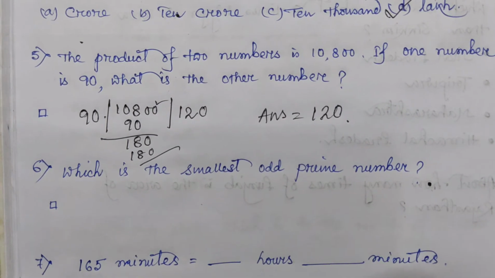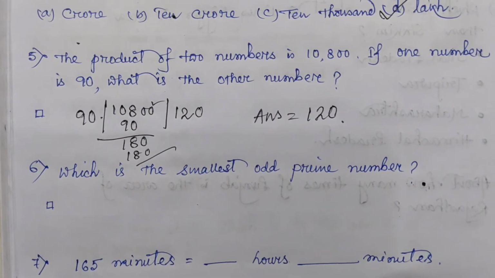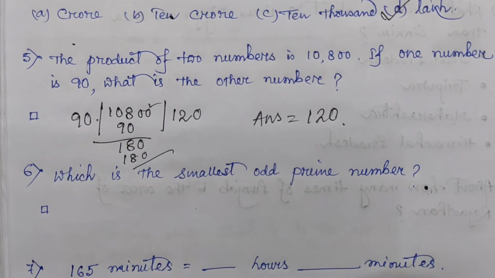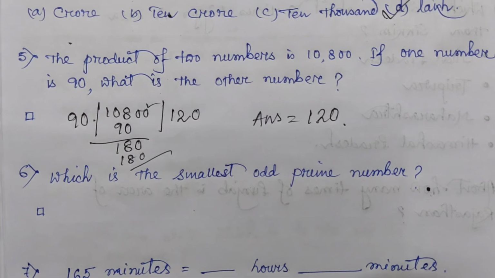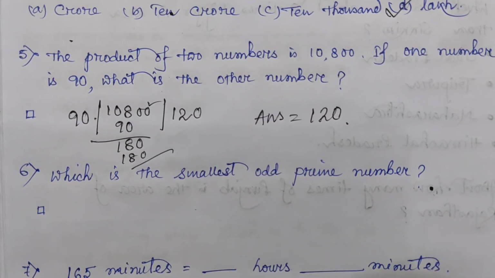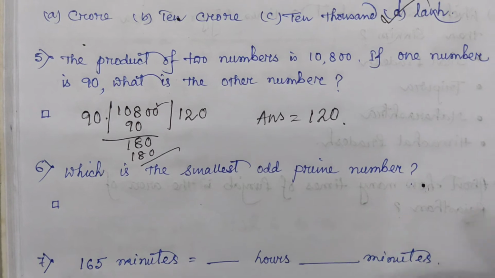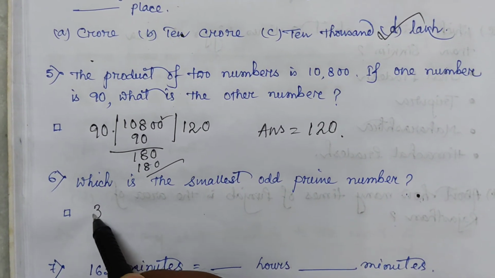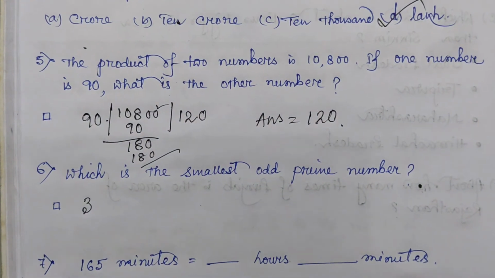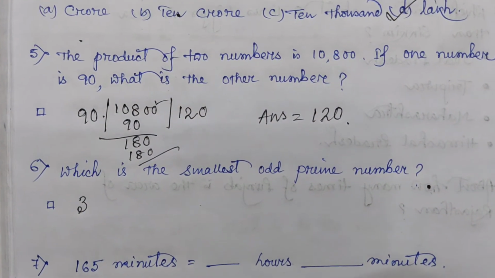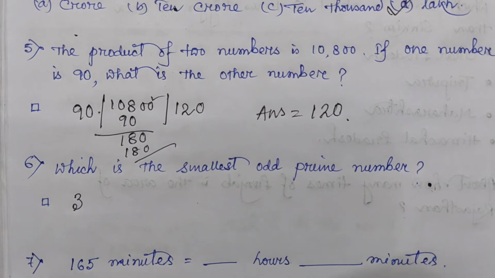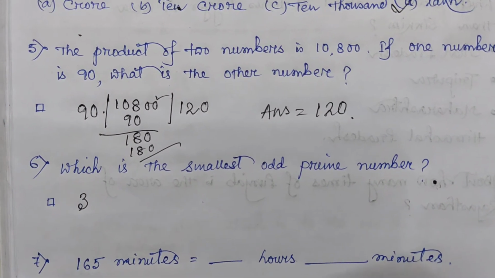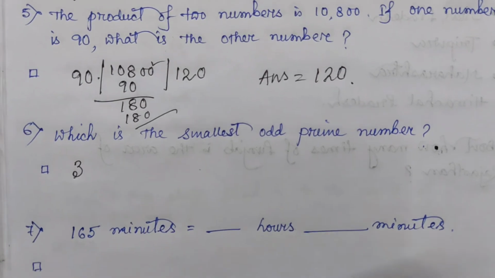Next, question number 6. Which is the smallest odd prime number? So the smallest odd prime number is 3. The smallest prime number is 2, after that 3, after that 5, like that. But the smallest odd prime number is 3.